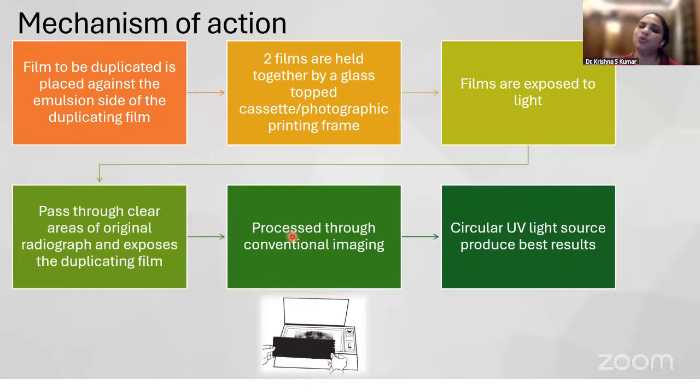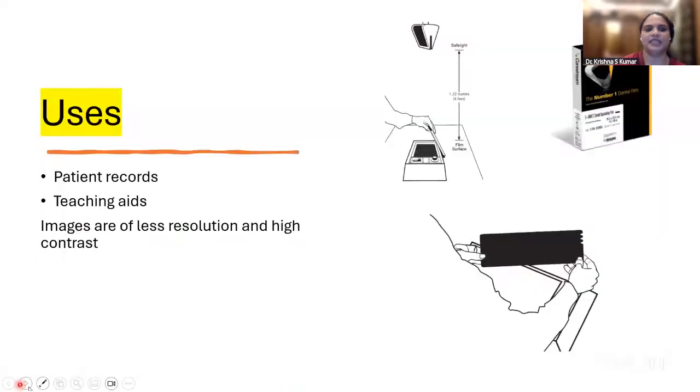It is processed through conventional processing, and UV light is the best light source to produce the best results, with good contrast for the duplicating film. Mainly this is used for patient records or as teaching aids, etc. The images are of less resolution and high contrast. The safe light is the same, around 4 feet from the film surface, and it has only a single emulsion, and the emulsion side should face the emulsion side of the film which has to be duplicated. Its processing steps are quite different.